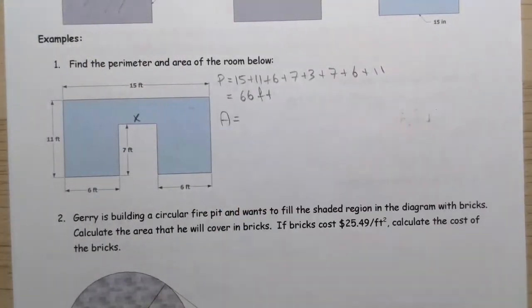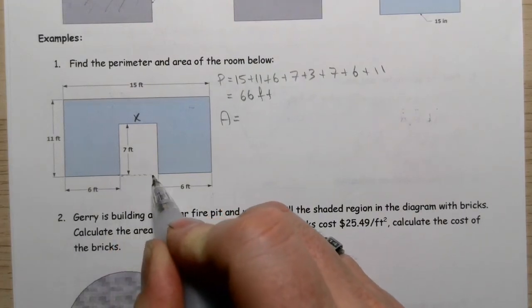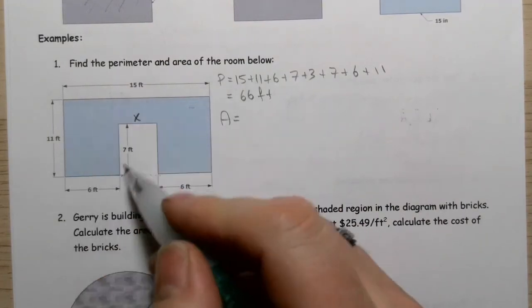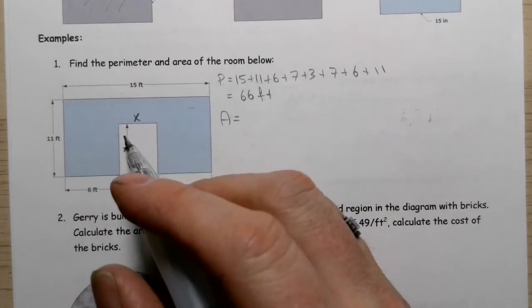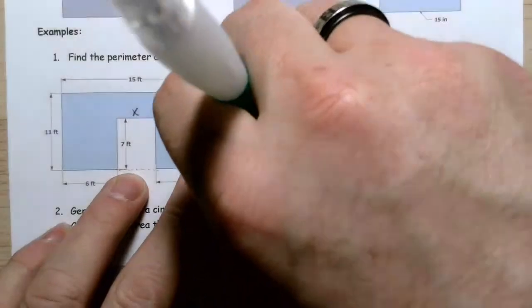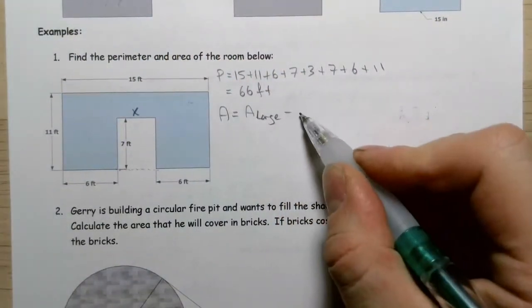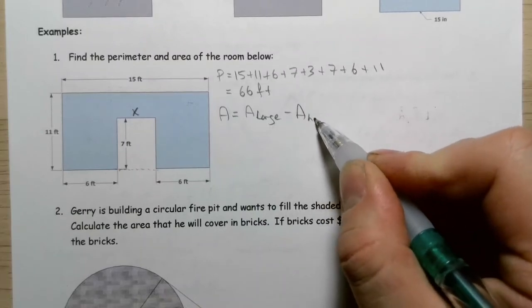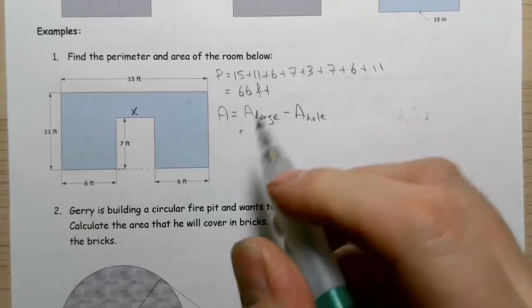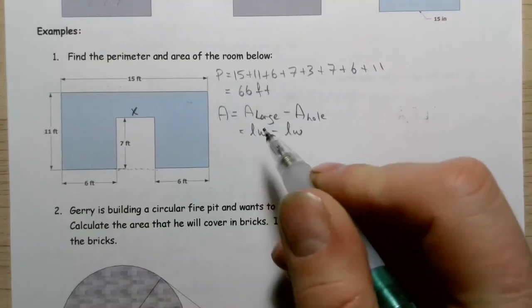Now, my area, on the other hand, a little bit more complicated to figure out. I think what I want to do here is I'm going to close this off, and I'm going to find the area of the whole thing, because that's pretty easy to do. So I'm going to find the area of the large, and I'm going to subtract here the area of the hole that would be in it. So the length and the width here, length times width minus length times width.